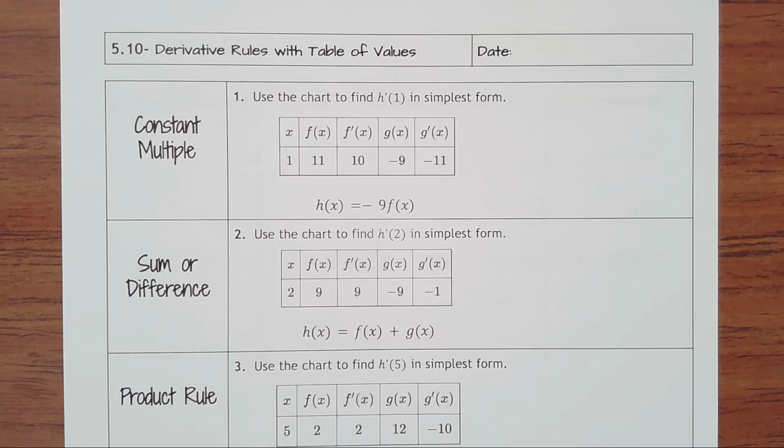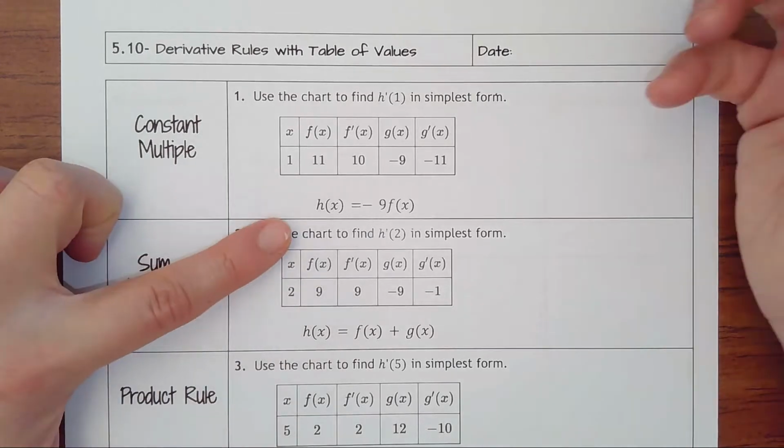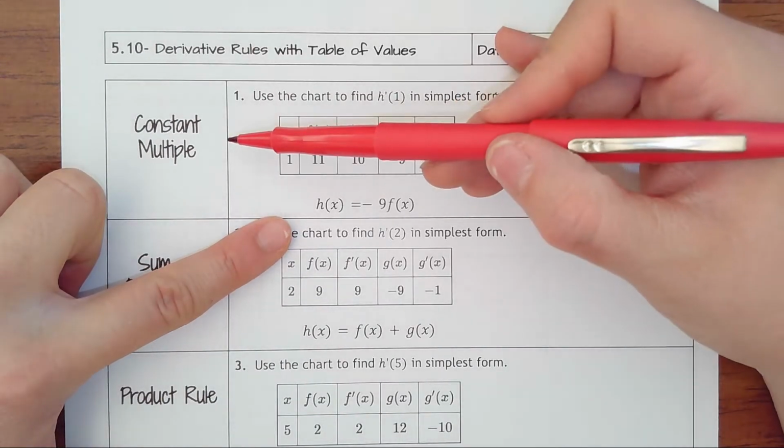5.10, derivative rules with table of values. I find these really fun and kind of satisfying. You're using your chain rule, product rule, quotient rule, sum or difference, all the rules we've learned in kind of an abstract way. Ends up being pretty easy. So the first one is a constant multiple.